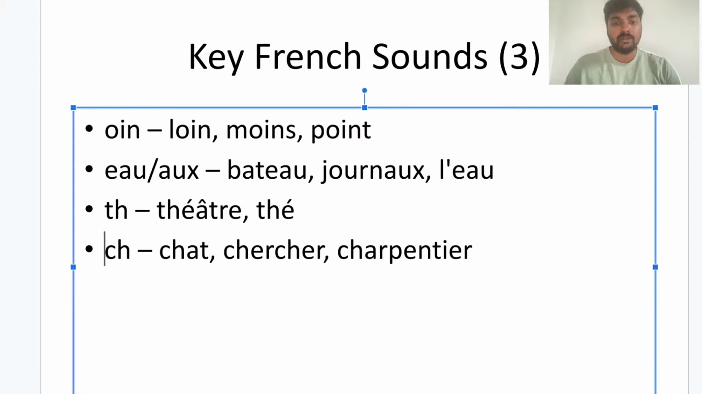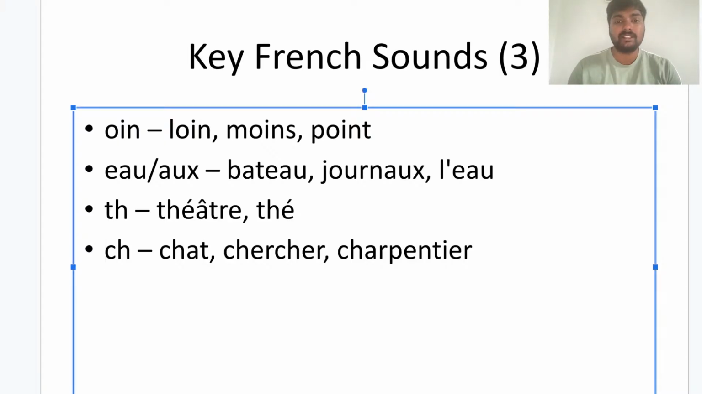Next, EAU and AUX. EAU and AUX are spelled as in bateau, journaux, eau. Bateau means boat, journaux means newspapers, eau means water, basically. And French water is called l'eau. Next, TH. How is TH spelled? TH is spelled as in théâtre.